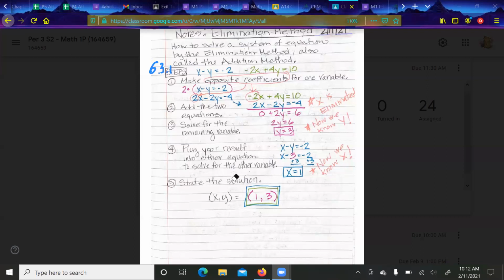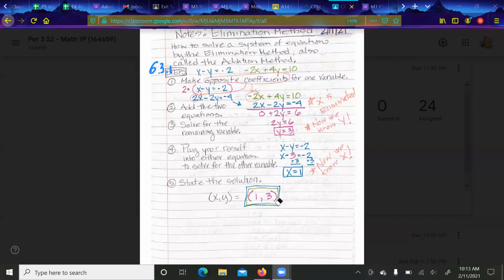So now we are going to do step 5: state the solution. Okay, and our solution we are going to state as an ordered pair, as an (x, y). So since x is 1, we'll put 1 first. And then since y is 3, we'll put 3 last. It's always in alphabetical order, x, then y. So our solution is (1, 3), right?